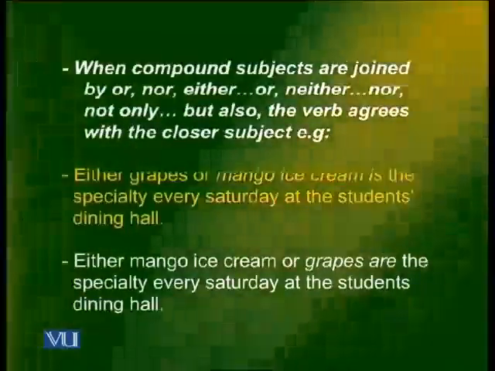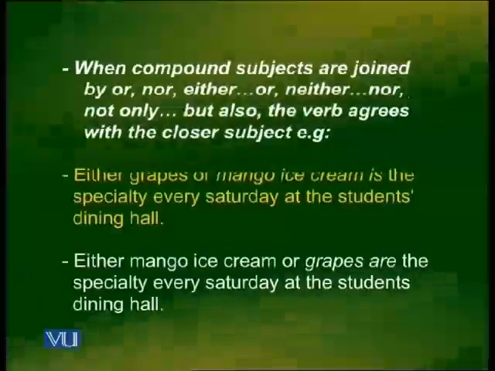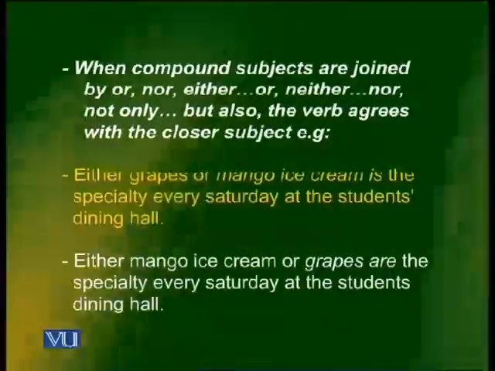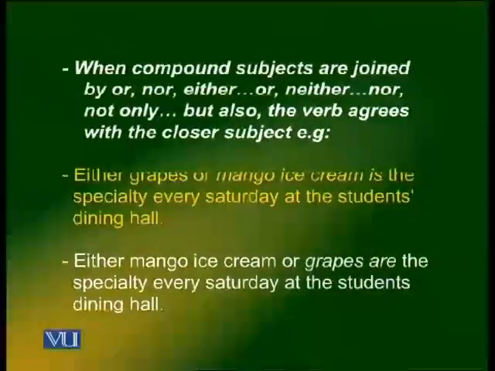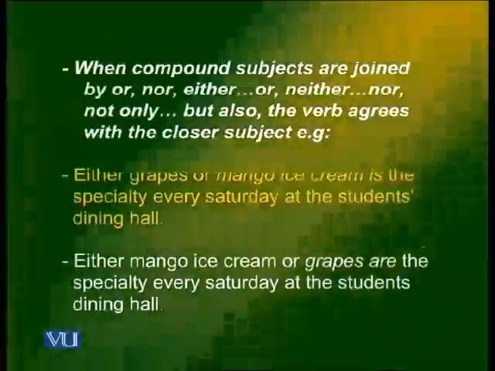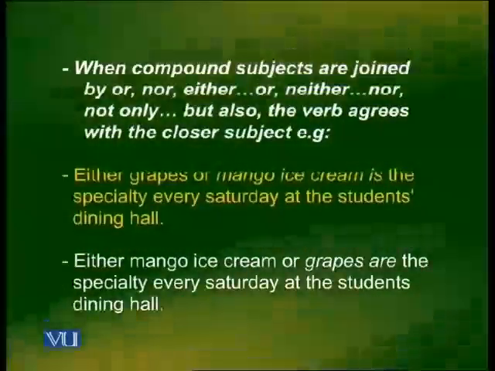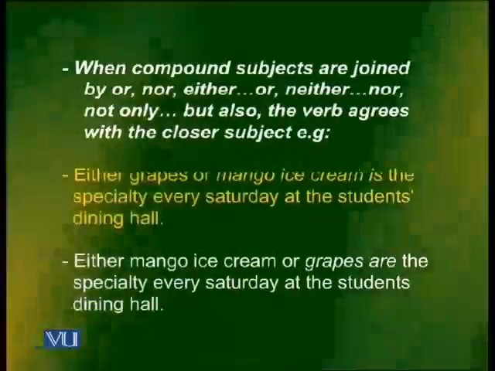Now notice the next sentence. It is again the same sentence but with a slight difference. Here the order is reversed. You have either mango ice cream or grapes are the specialty every Saturday at the students' dining hall. Now the verb in that sentence is the word are. Why? Because the subject that is closest to the verb is the word grapes, and grapes is always plural.